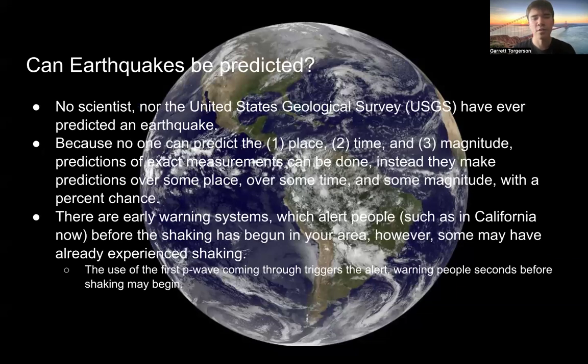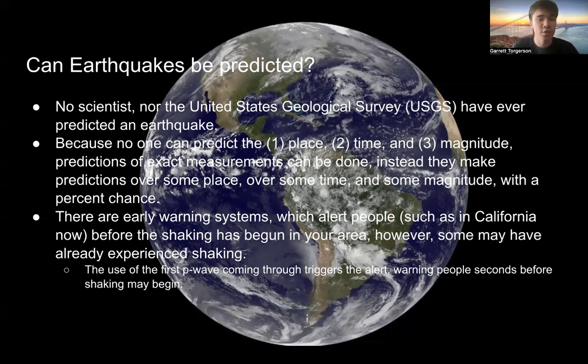Now, something that we ask a lot is, can earthquakes be predicted? According to the USGS, no scientist or any other institution that studies earthquakes has predicted one. The problem is there are three factors that cannot be accurately predicted: the place, time, and magnitude of where these exact earthquakes will be recorded.